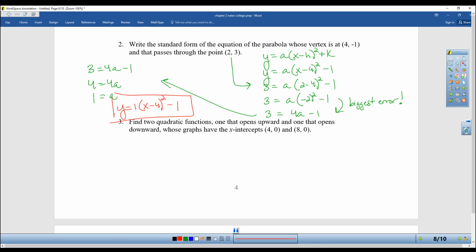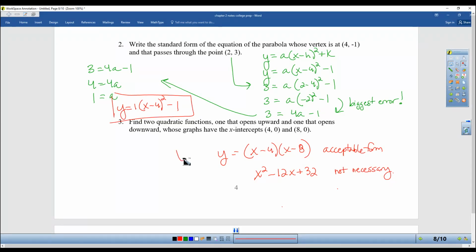Number three, find two quadratic functions, one that opens upward and one that opens downward, whose graphs have x-intercepts 4 and 8. So that means that if 4 and 8 are x-intercepts, when it's in factored form, it must look like this. Does that make sense? Because if x was 4, that would make y equal to 0. Is mine going up or downward? It's going up because I didn't put anything out in front. So this is an acceptable form. You can multiply it out. X squared, inners and outers make negative 12x plus 32. But this is not necessary. Okay, so just a little bit of extra work. But this one is going up.